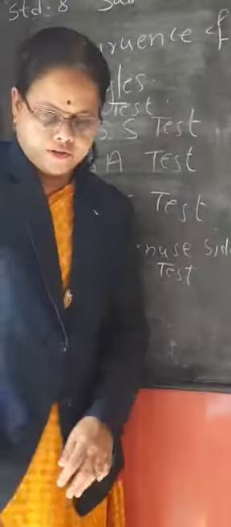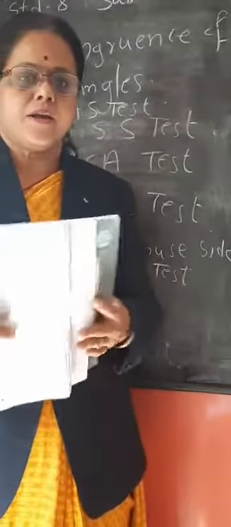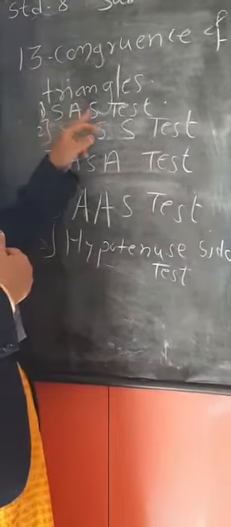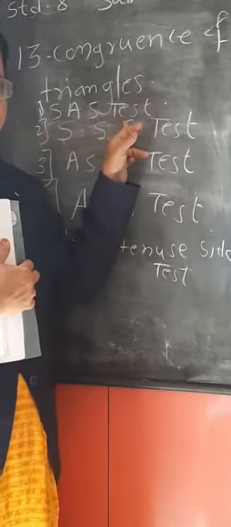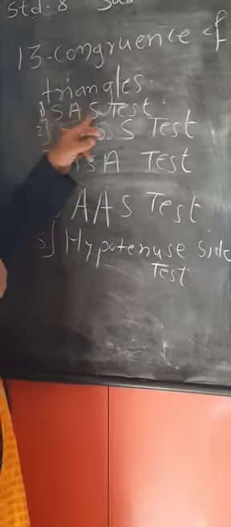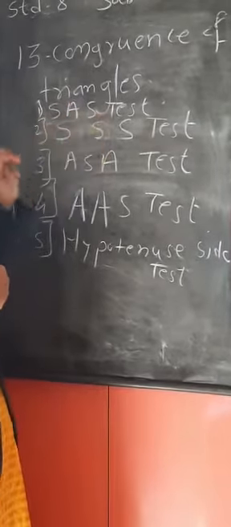Hello student, we see Maths 13th chapter, congruence of triangles. In the previous period we saw the SAS test, two sides and one angle, the test of two sides and one included angle.